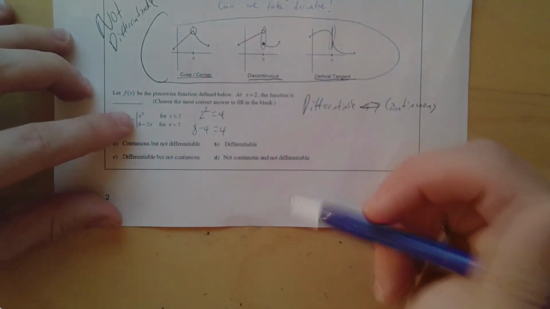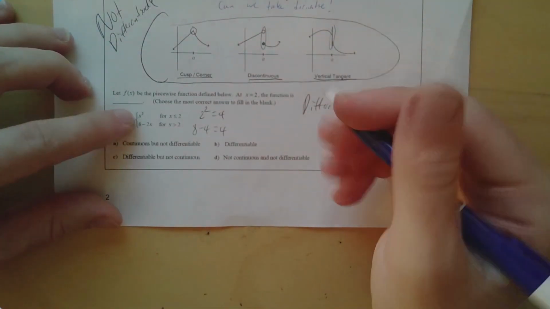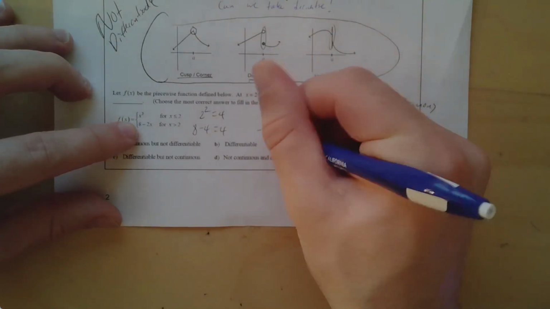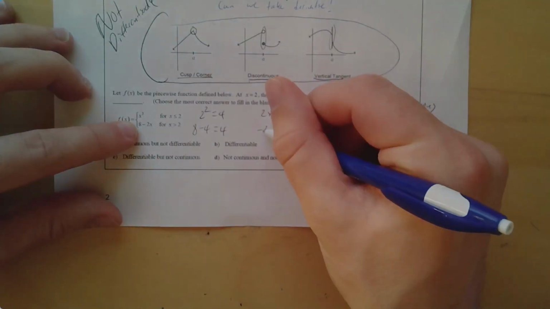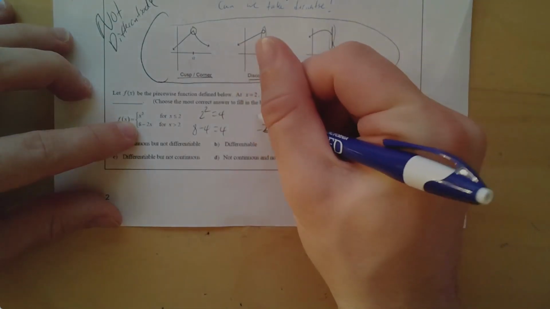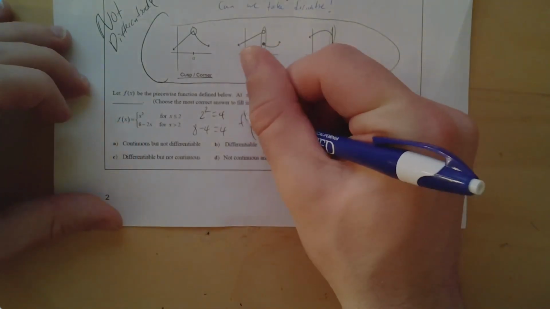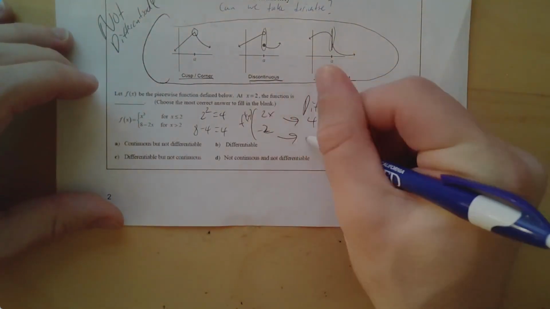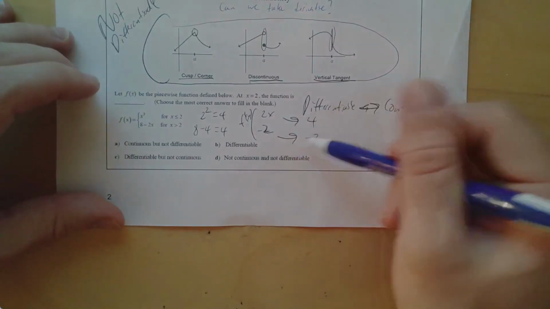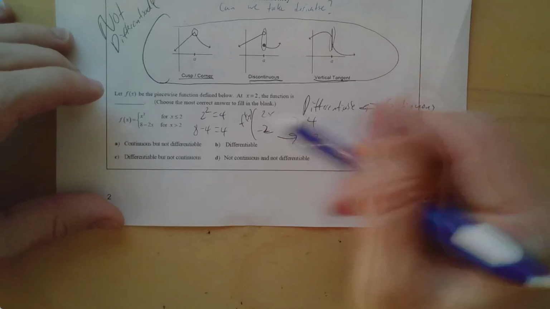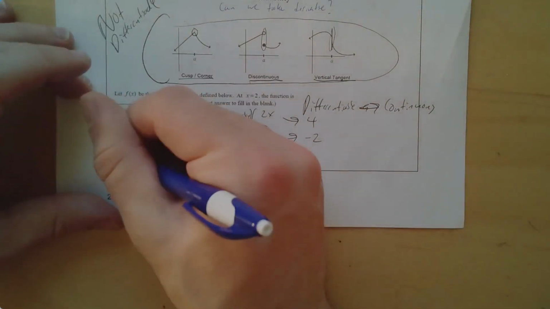For differentiable, the derivatives also have to match. So the derivative here would be 2x here, and then it's going to be just negative 2 here. When I plug in a 2 here, you can see that will be a 4. This is f prime of x, if that's not clear. This will be a 4, and then that would be a negative 2 when I plug in a 2. So they're not differentiable. The derivatives don't match, but it is continuous. So it's continuous but not differentiable.